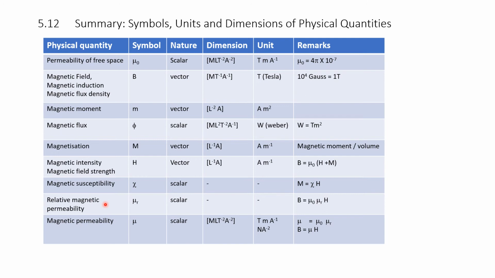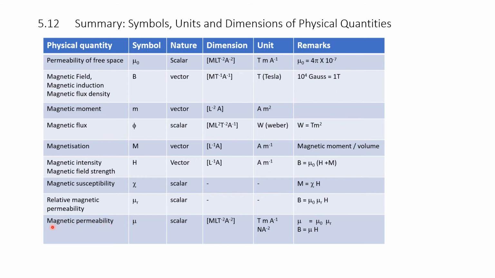Relative magnetic permeability is mu r. It is scalar, no dimensions, no units. Its relationship with B is B is equal to mu naught mu r H. These relationships we will be using in solving numerical problems.